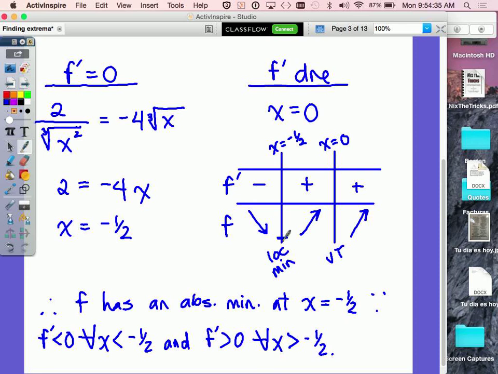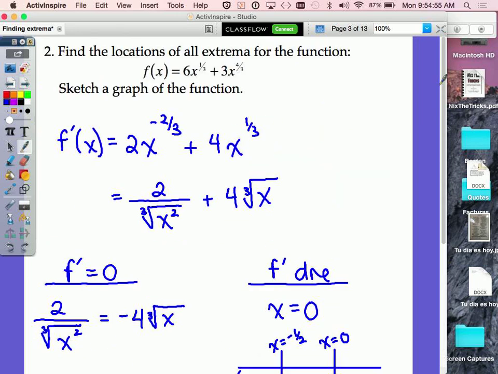The function doesn't have any absolute maximums, as we can see, because it's going up to infinity on both sides of minus 1/2. As x approaches positive infinity, f of x is going to approach infinity, and as x approaches negative infinity, f is going to approach infinity. So I've only got that one extremum. I'm not asked in the question, if you notice, the question says find the locations of the extrema. It doesn't ask for the extrema themselves, and so I don't have to evaluate at minus 1/2. But if I was asked to find the exact values of the extrema, I could put minus 1/2 into f of x and I could get that.